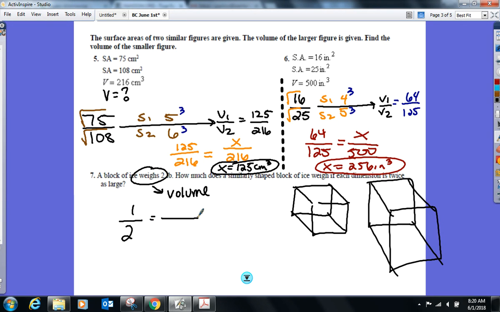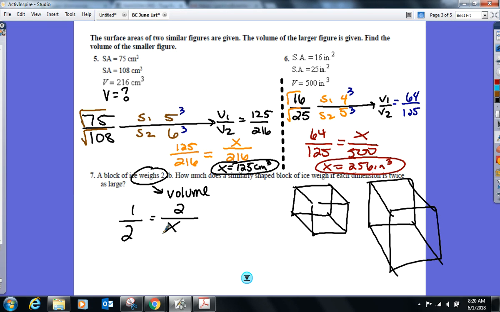What is the weight of the smaller one? 2. And I'm trying to find the weight of the bigger one. But I have a problem right now in my proportion. I have a problem. That's the weight, right? Which is another way of saying the volume. Side ratio equal to the volume ratio? No. Anybody want to adjust my proportion?